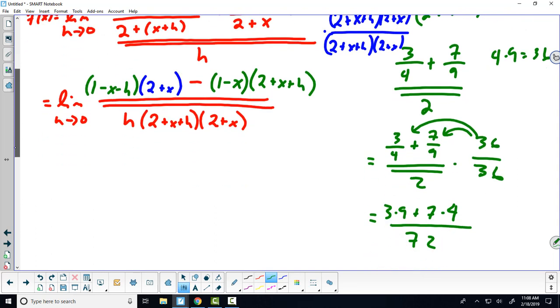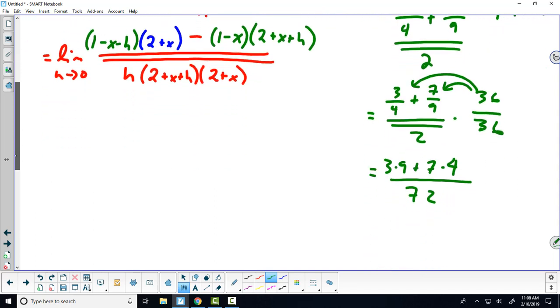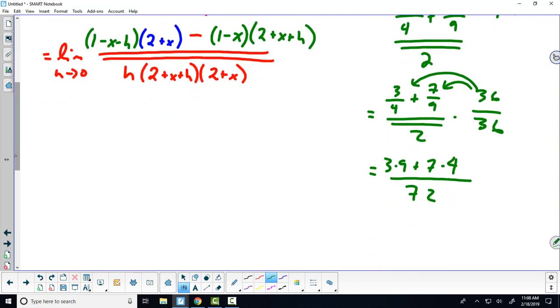Now I've just got a mess that needs to be cleaned up. I suspect by the time I'm done, I'll be able to cancel out the h. So foiling this out.